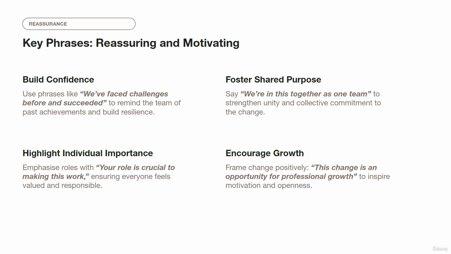Try and build confidence. We've faced challenges before and succeeded. So when people are worried about the size of change or the speed of change, look guys, we've managed similar things before. This is not such a big deal. We're in this together as one team.